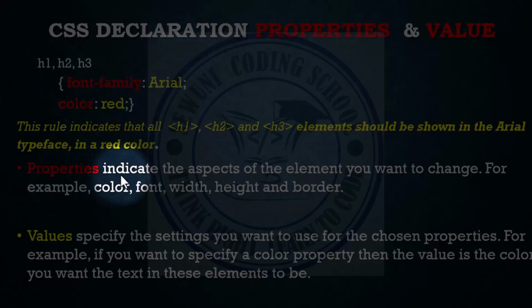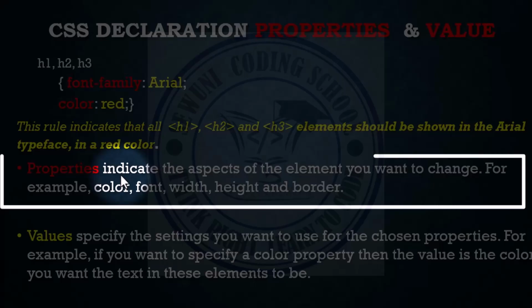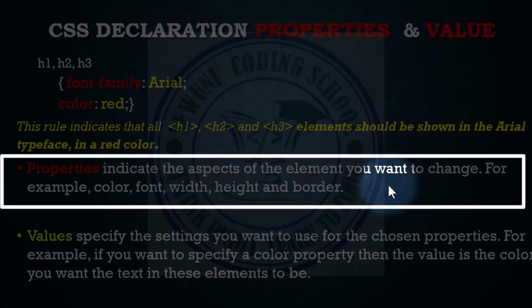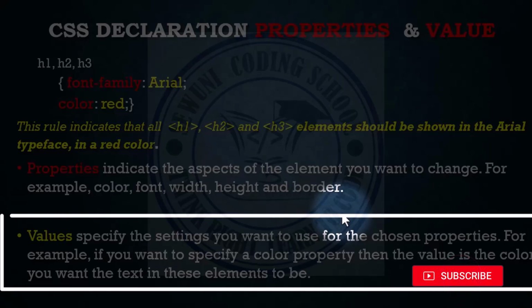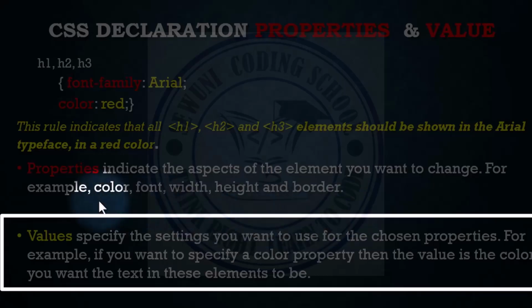Now, what are properties? They are the aspects of the elements you want to change. For example, color, font, font family, width, height, border. Those are the particular things we are interested in changing or in giving rules to. The value specifies the settings you want to use for the chosen properties. So for example, you want the color of your headings to be red. You want the color of the entire body to be cream. You want all your paragraphs to be in a particular typeface. So you apply a particular value to those properties you want to make changes to.